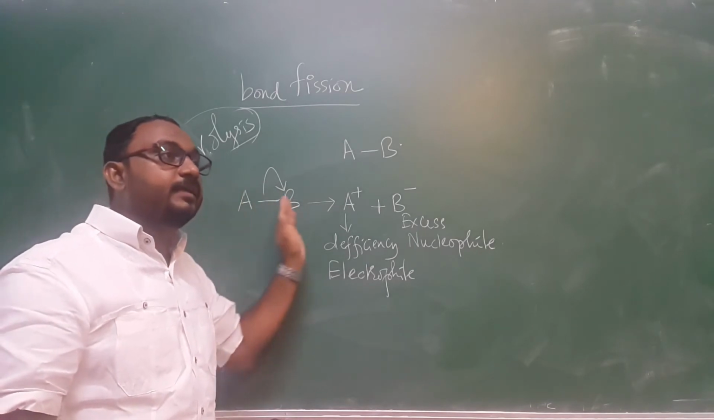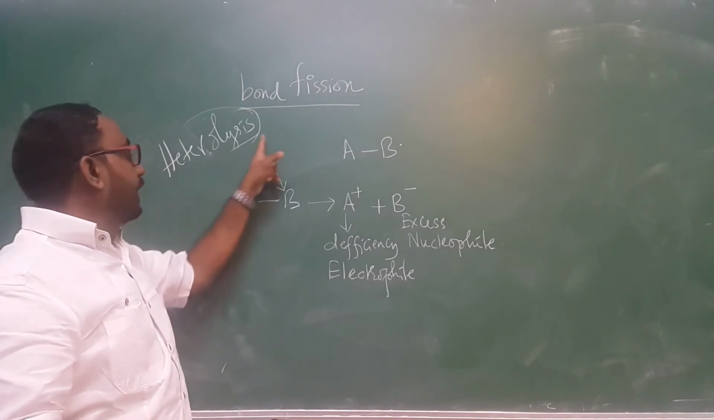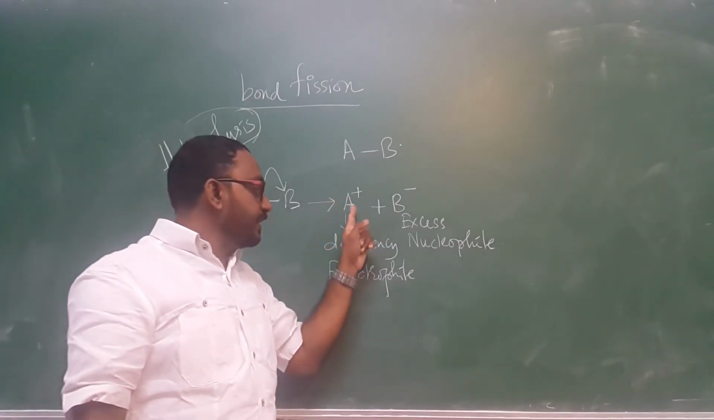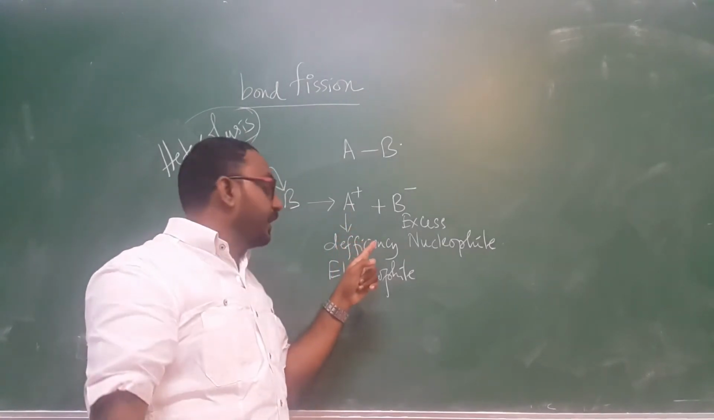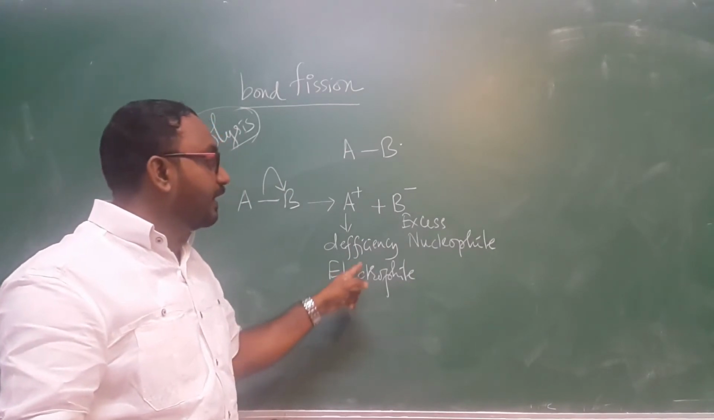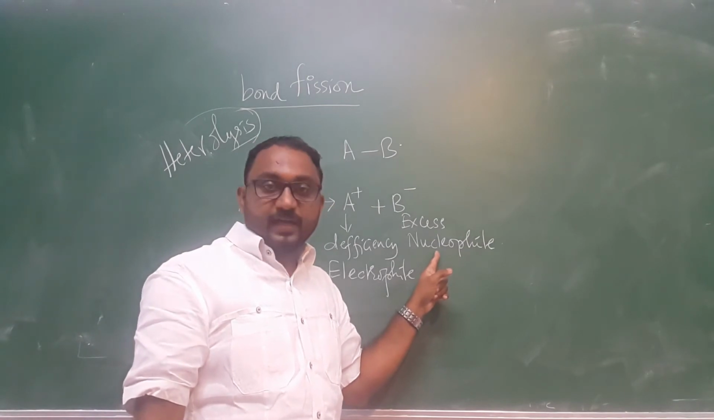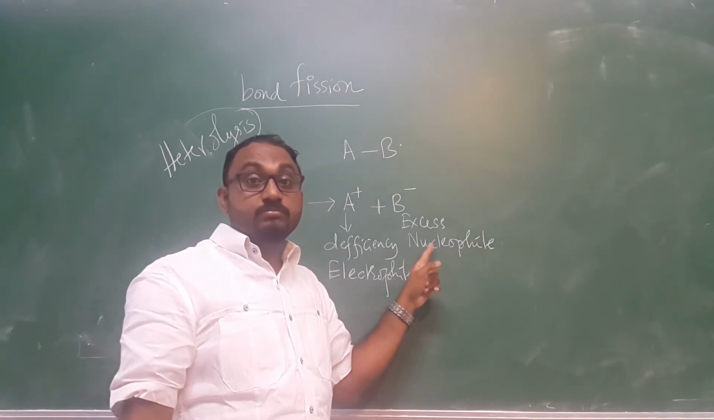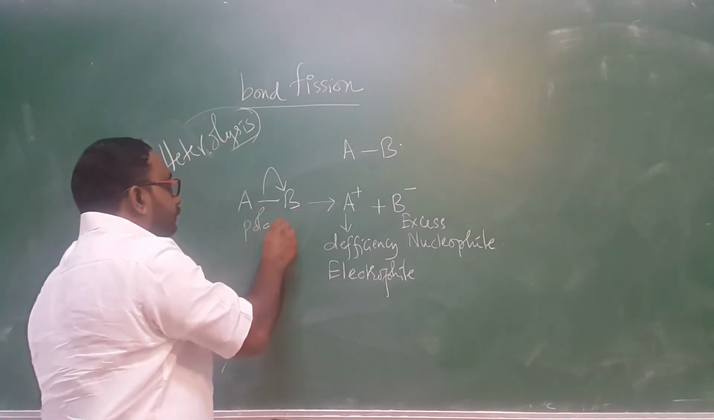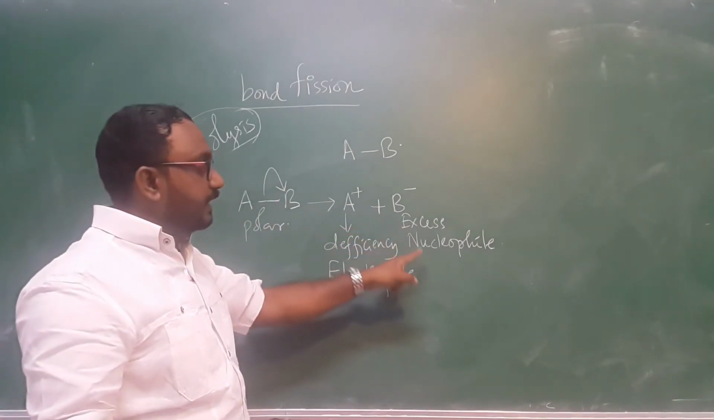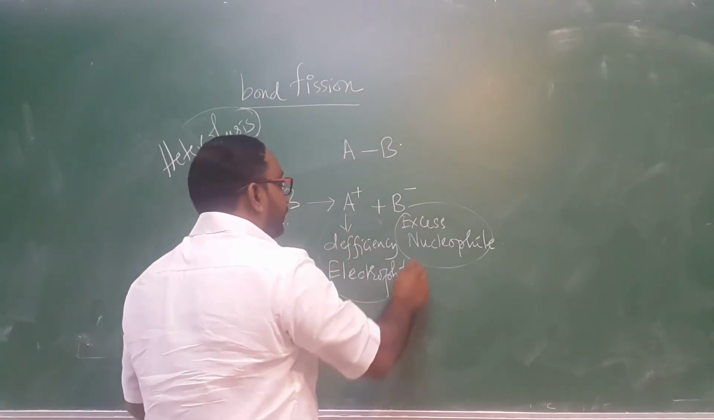So when there is a molecule having atoms of different electronegativity, when they go for fission, the pair of electrons will be completely transferred to the more electronegative atom. That is what we call heterolysis. Heterolysis leads to the formation of a species having deficiency in electron density, called an electrophile, and excess of electron density, which we call a nucleophile. So this bond will be polar. That's why it has broken like this.